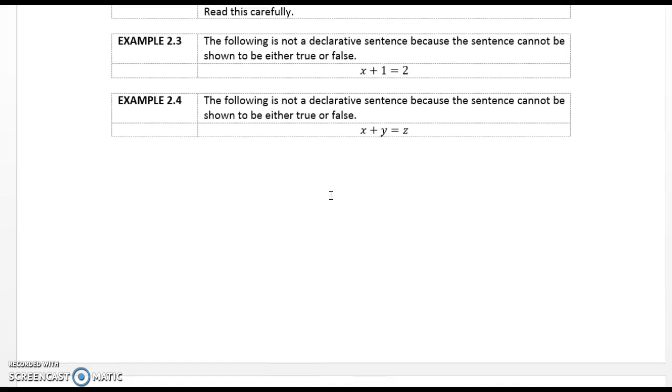Example 2.3. The following is not a declarative sentence because the sentence cannot be shown to be either true or false. X plus 1 equals 2. Example 2.4. The following is not a declarative sentence because the sentence cannot be shown to be either true or false. X plus y equals z.